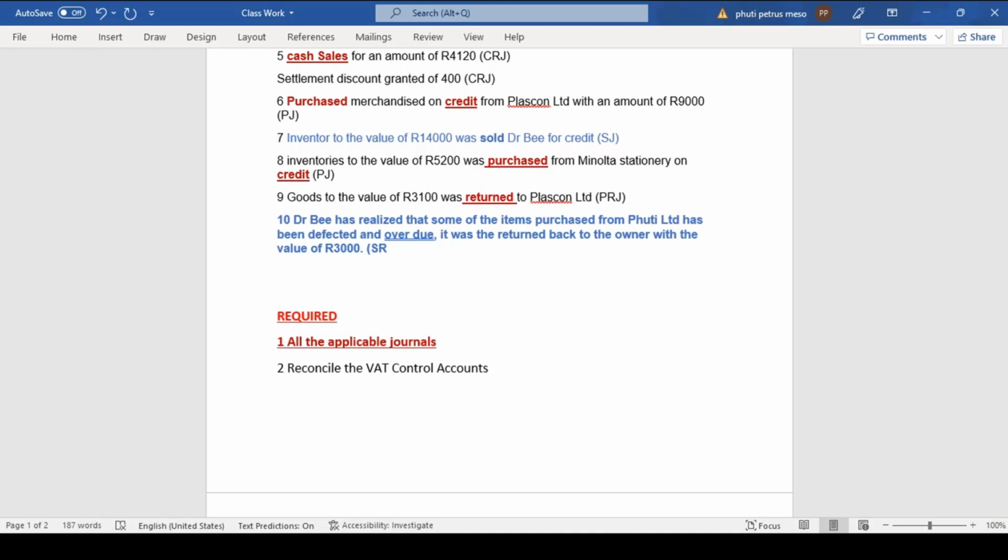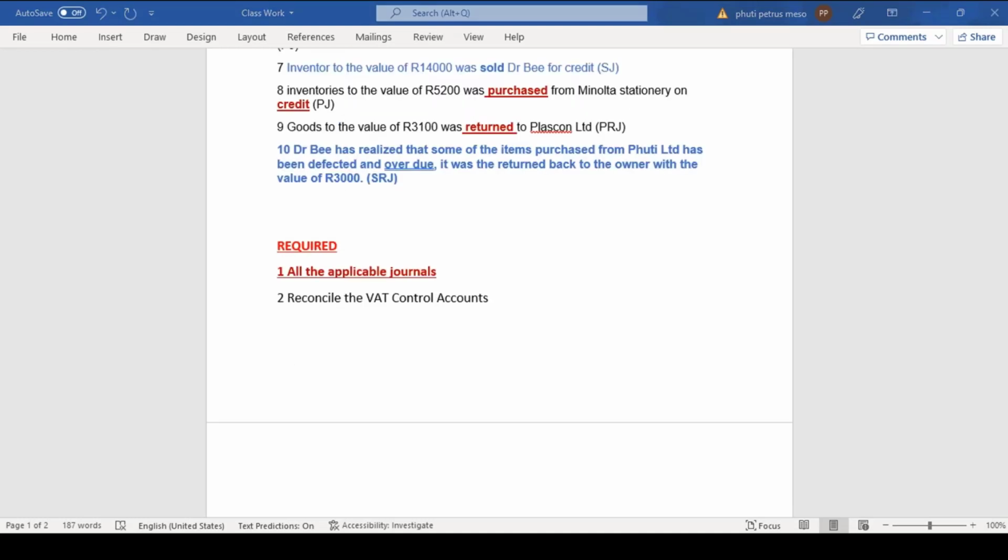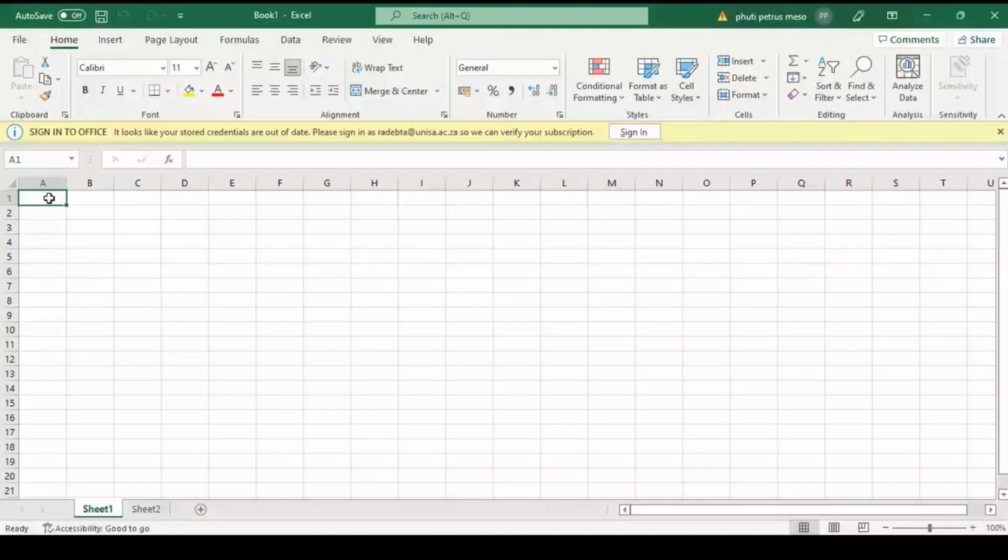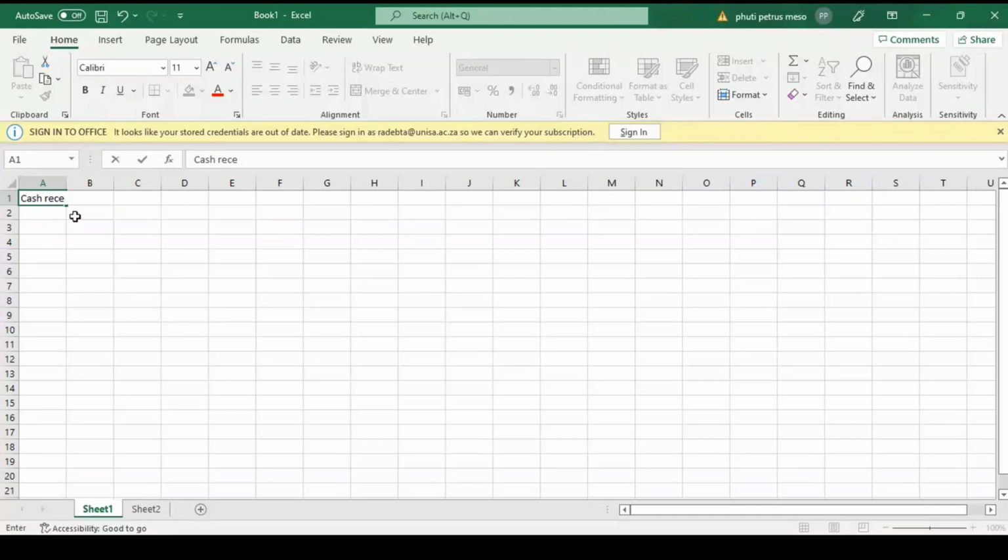Right, the required part here says that, so every time you are given a transaction, make sure that you look at the required. After looking at the required, you look at where it goes as part of the required, and then be able to sort it out. Then without any waste of time, let's see, we'll just say cash receipts journal.